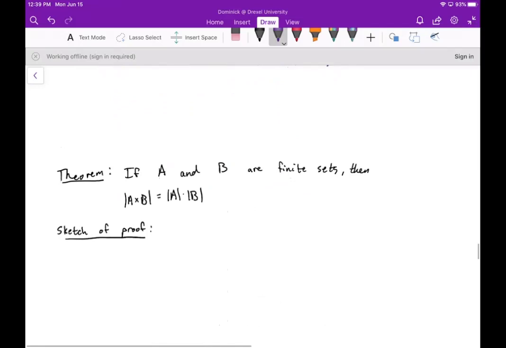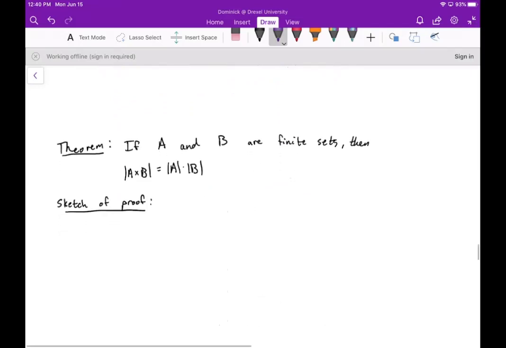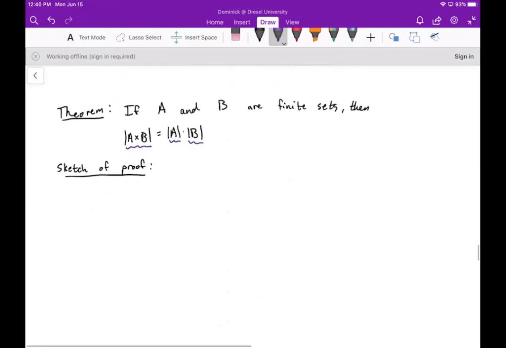And of course, this brings us to a theorem that if we have finite sets A and B, then the number of elements in their Cartesian product is the same as taking their individual cardinalities and multiplying them together, right? And we'll do a quick sketch of the proof here. So we're going to suppose that A is {a1, a2, ...}, and we'll say that it has n elements. Okay, and then we'll say that set B is {b1, b2, ...}, and we'll say that it has m elements.